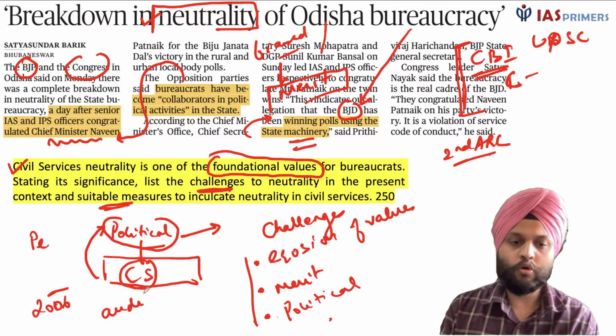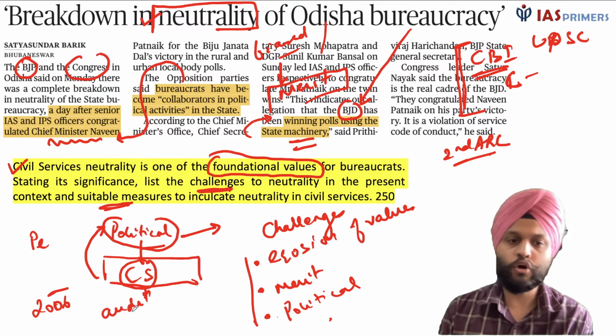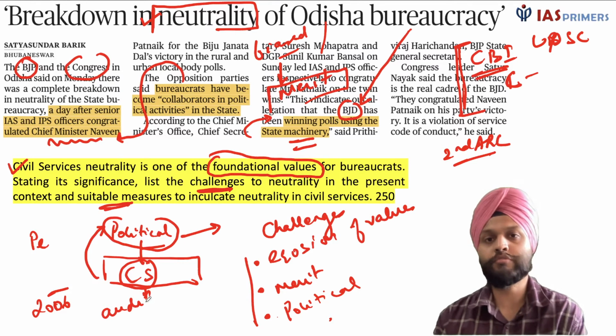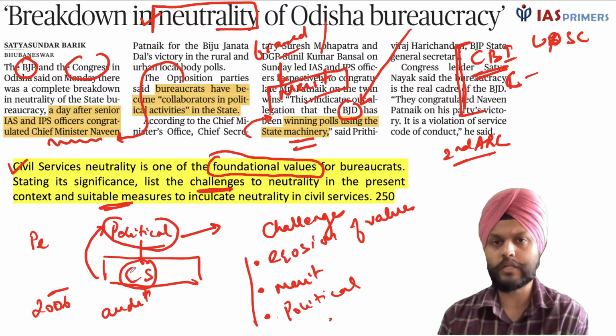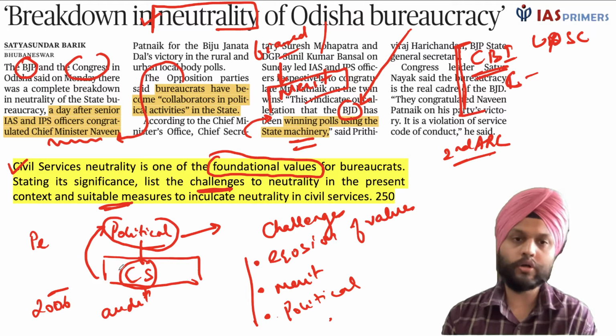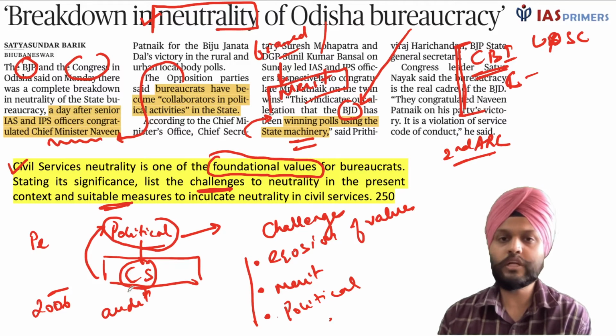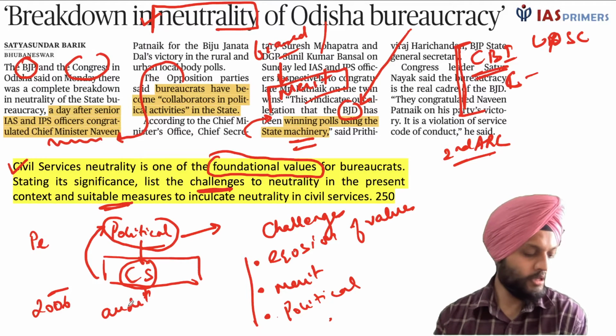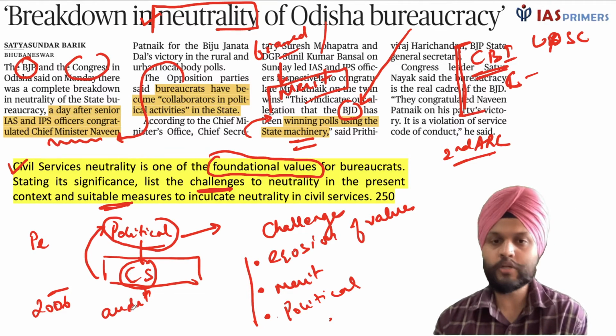And maybe audits can also be done, periodic audits, maybe an audit on ethics, an audit on the finances of the civil servants, in case they are gaining something. So periodic audits can be done. The vigilance department can play a role in this regard. So these are certain things that can be done over here.